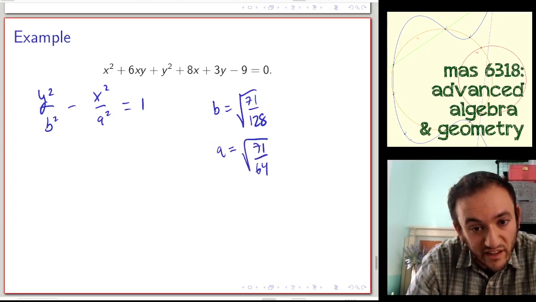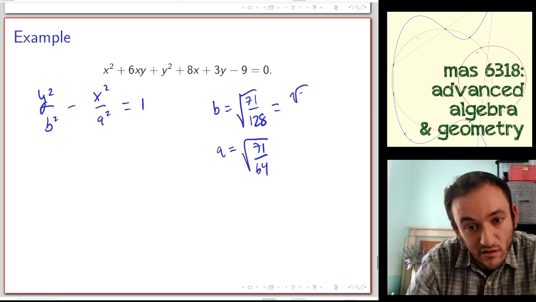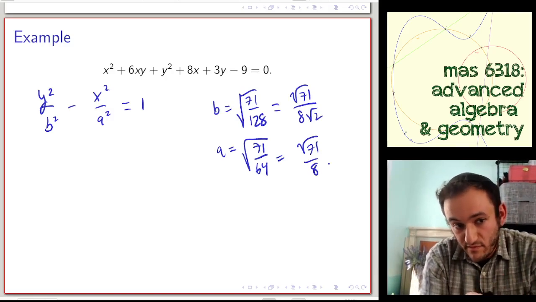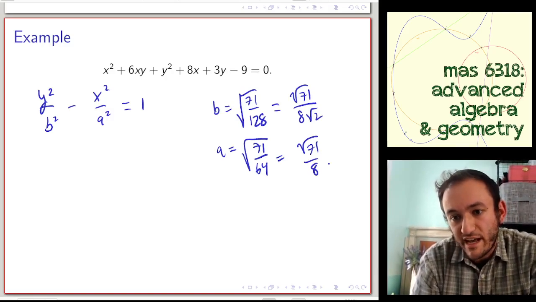And you can simplify this. This is root 71 over 8 root 2. And this is root 71 over 8. And those will give us the minor and major axes of the hyperbola.